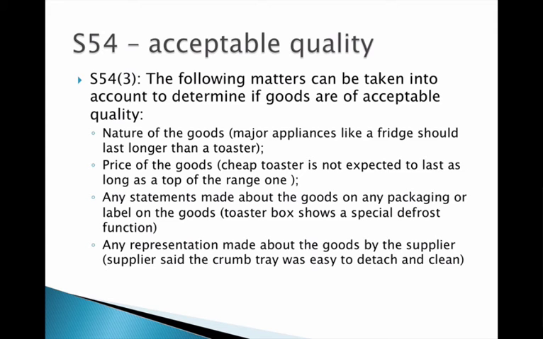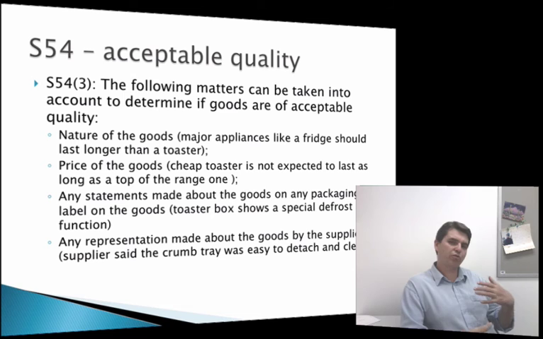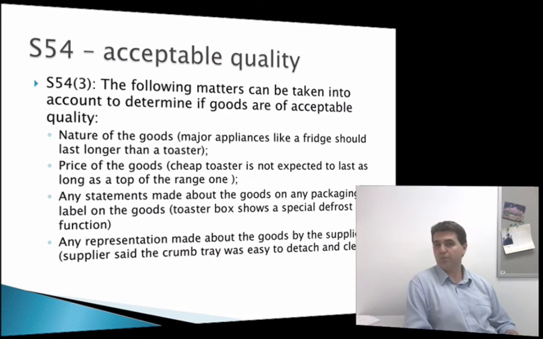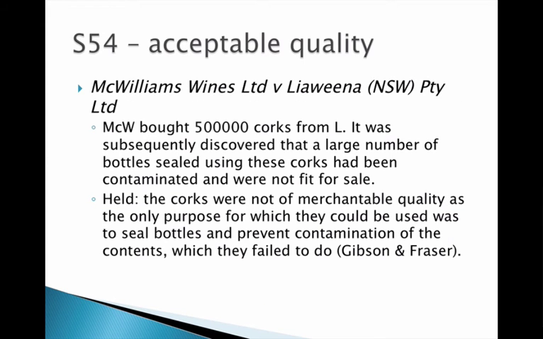Acceptable quality is by far the most all-encompassing one that most transactions get caught under, right? It means things must be of a reasonable and accepted quality. The case around this is McWilliams Wines and Leeuwenner. And in this case, McWilliams bought 500,000 corks from Leeuwenner. And a large number of them, when they were used to seal their wines, were contaminated. And so they weren't really fit for sale.